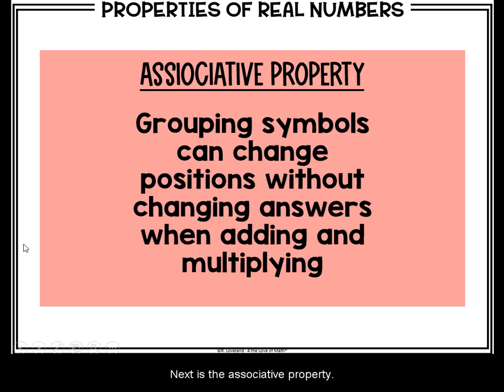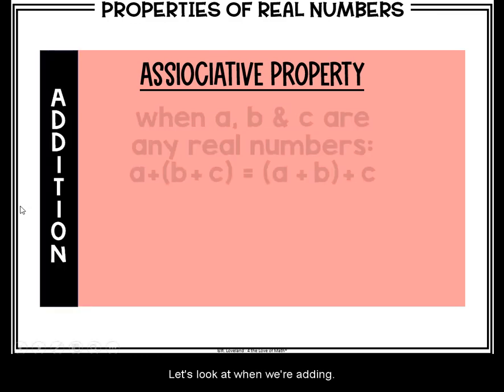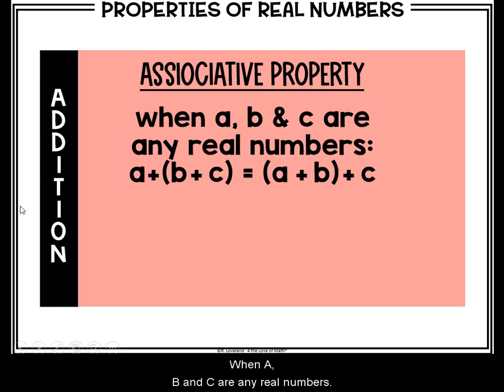Next is the associative property. The associative property tells us that grouping symbols can change positions without changing answers when we are adding and multiplying. So let's look at when we're adding. When a, b, and c are any real numbers, a plus b plus c is the same as a plus b plus c. We can change where we have the parentheses, the grouping symbols, and we'll still get the same answer.